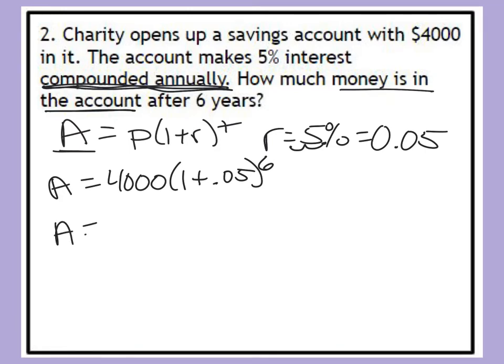And once you put that in your calculator, you're going to get 5,360 and 38 cents. And that's all we need to do because it says the money in the account and I'm looking for that A.